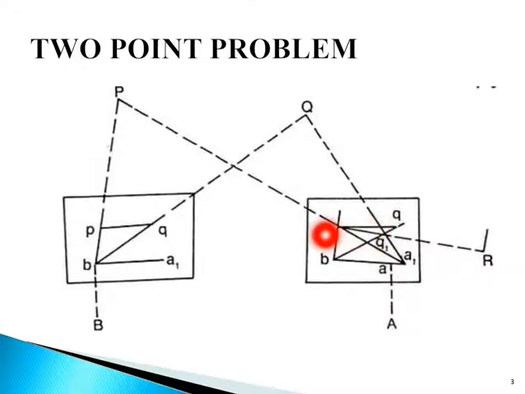the triangle p q q1 is known as the triangle of error, and it is to be eliminated. So here is the triangle which is due to some error, so it should be eliminated.